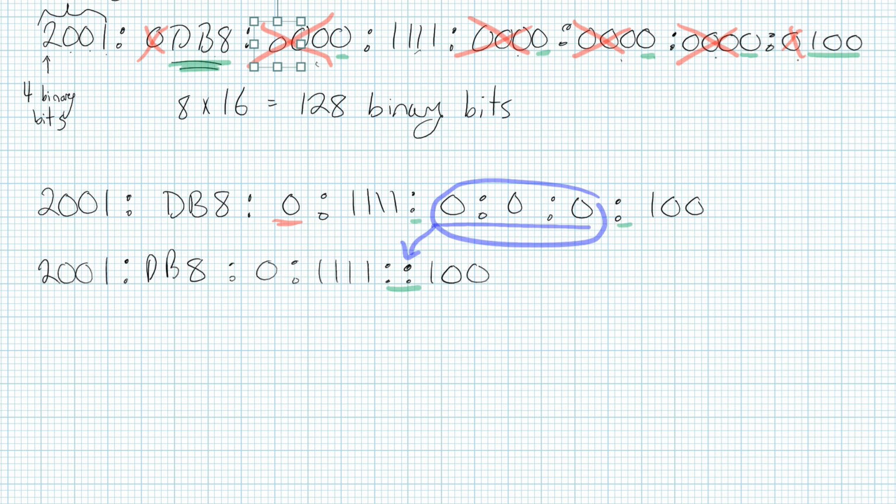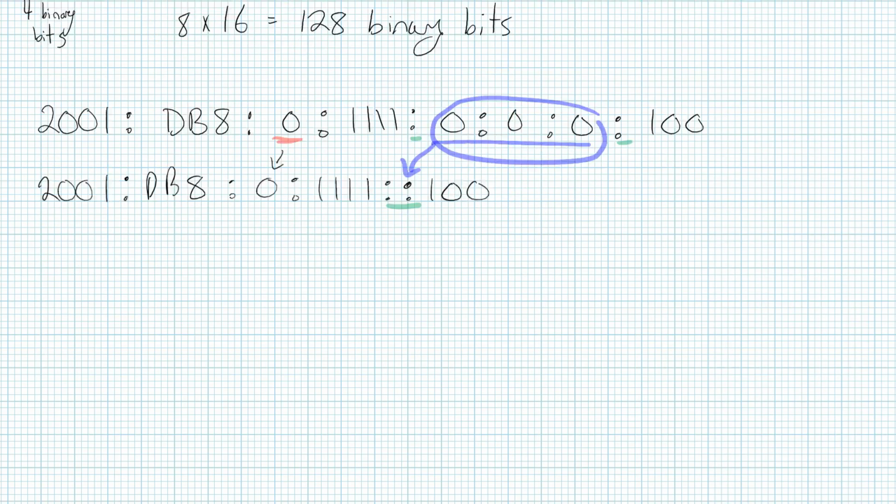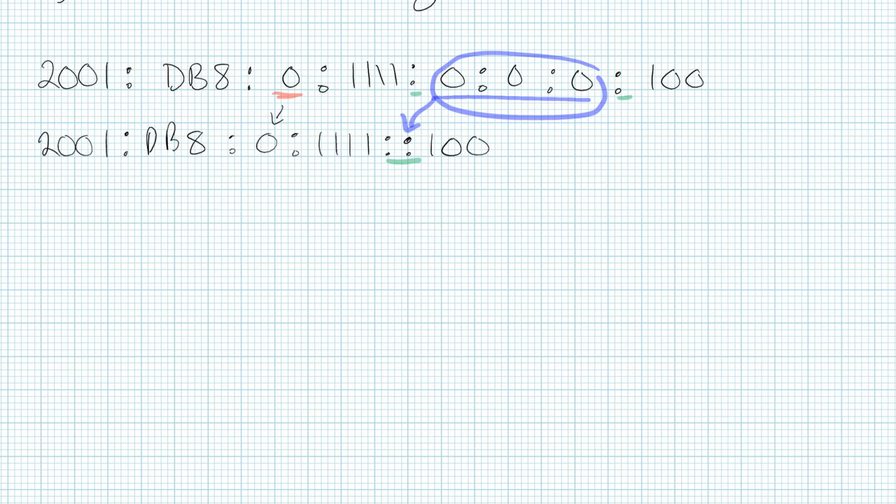Now, why can't we do that to this 0 here? Well, the reason is this. If we write this address, we know that there is 1, 2, 3, 4, 5 sections, so we're missing 3 sections, and all of those sections need to be made up in the collapsed spot. So that means that that has to be all zeros, and we know there's 3 sections.